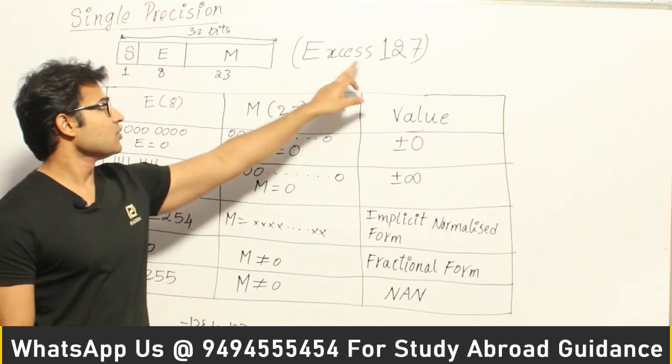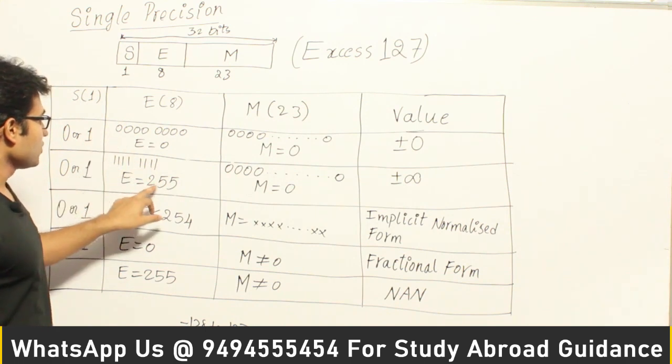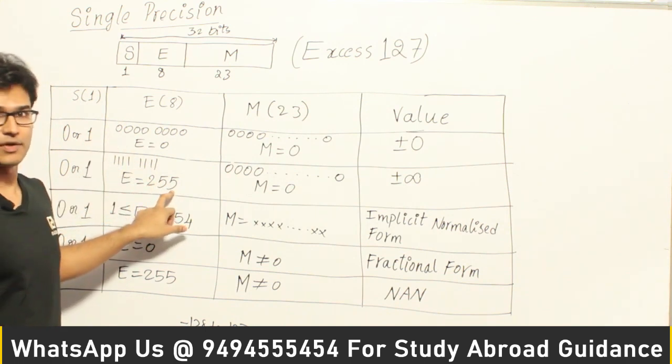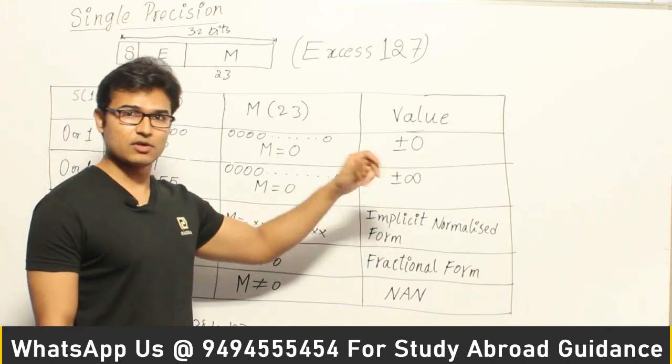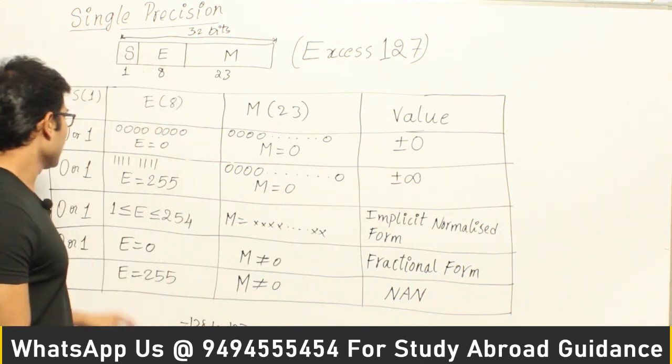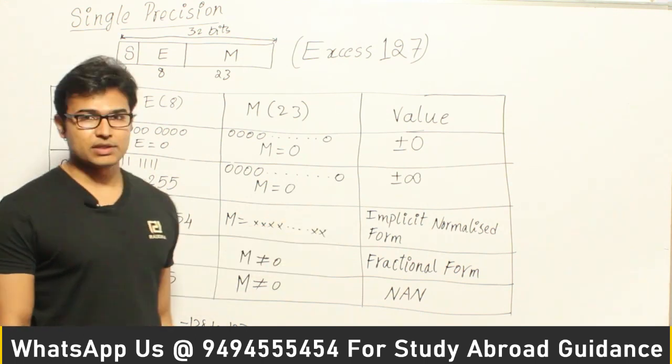So remember that here we don't give 128. The reason is we are not using the combination 255, and we are not using 255 because we want to represent infinity, otherwise we will not be able to represent it, okay? And from 1 to 254, we are generally using it as implicit.